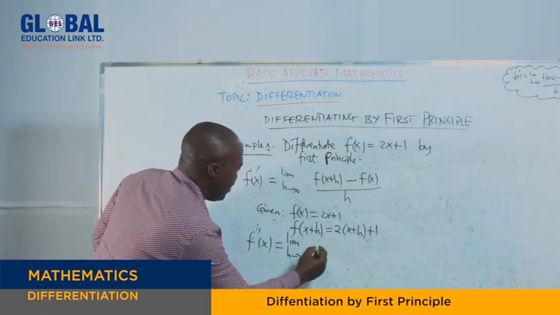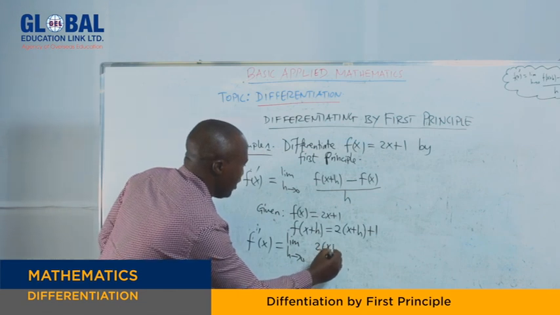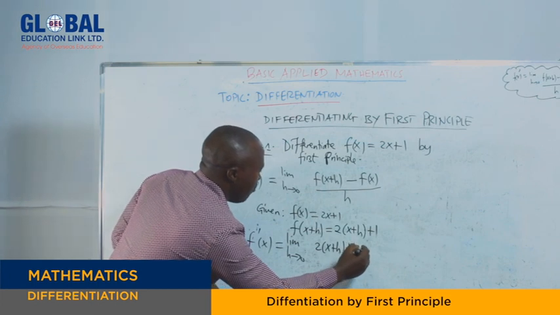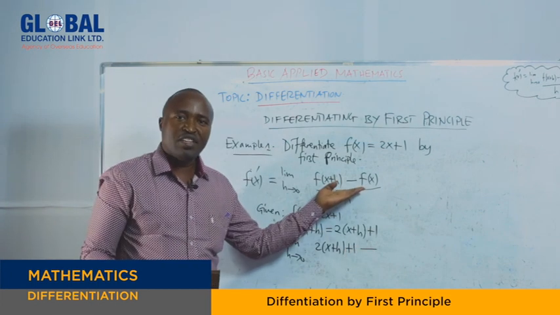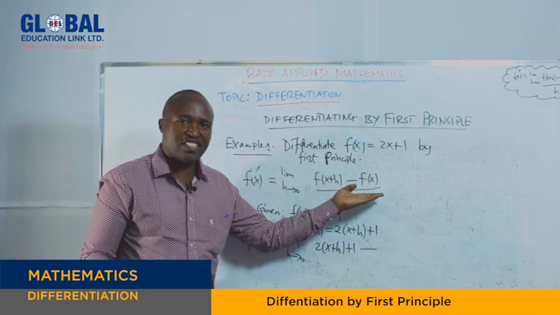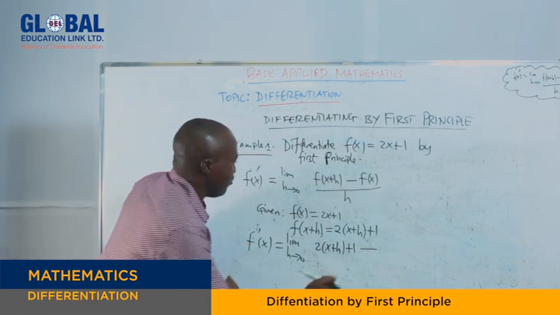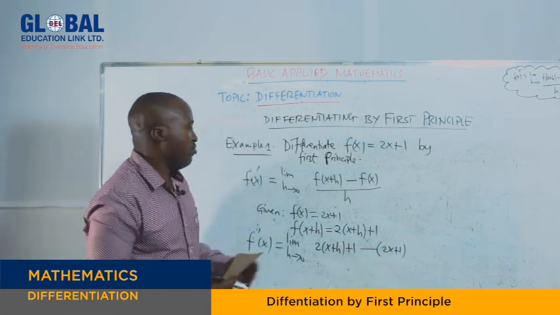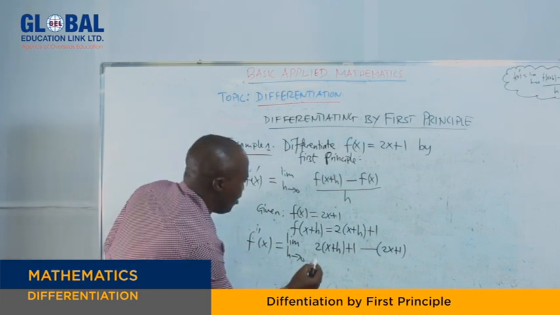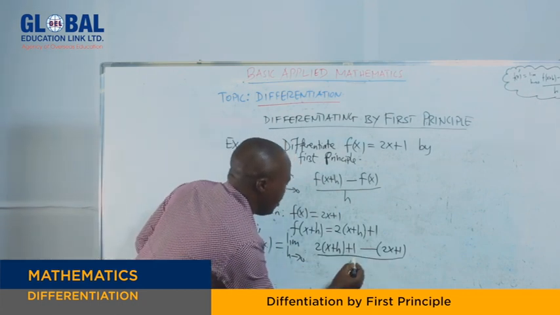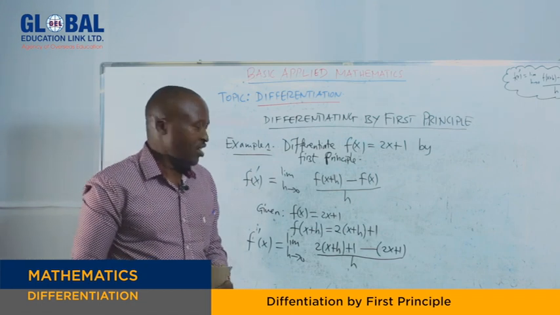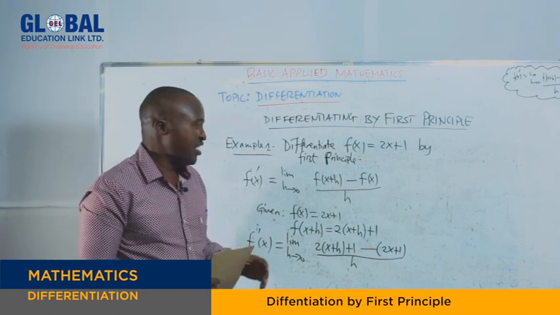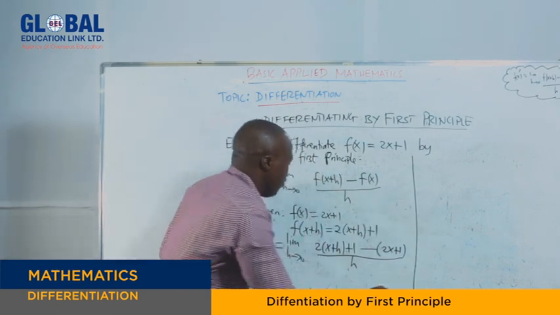So this one will be 2 times x plus h, plus 1, minus, remember, my dear student, we minus f of x. Now what is f of x? We have 2x plus 1, but over here we have h, so we put the whole thing over h. Now our task here is just to open up the brackets, and then we can proceed as follows.